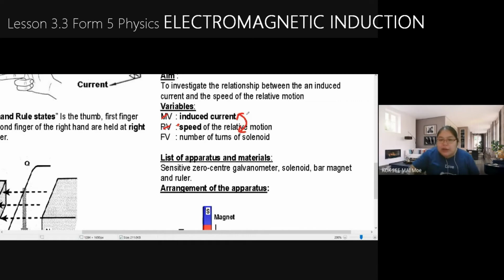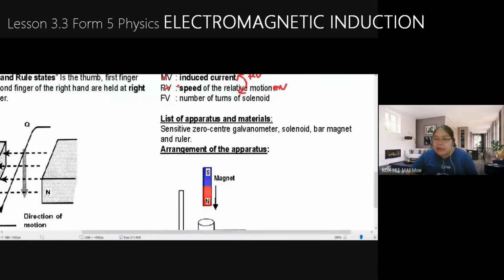So I cut here. I showed the diagram, I showed the arrow already. So this one is the RV, and this one is the MV. Okay, what we control is the speed of the relative motion. You don't have to write the speed, you can write the height of the magnet. That is also fine. But the responding variable is definitely the induced current. Now because your MV is the height, which is the speed, the number of turns of the solenoid must be constant.